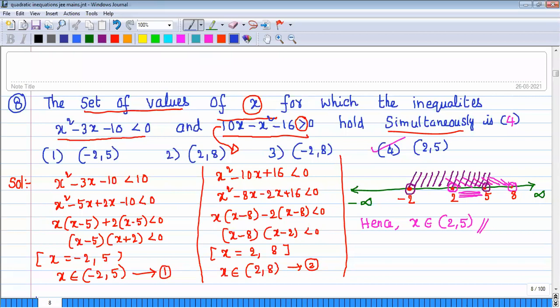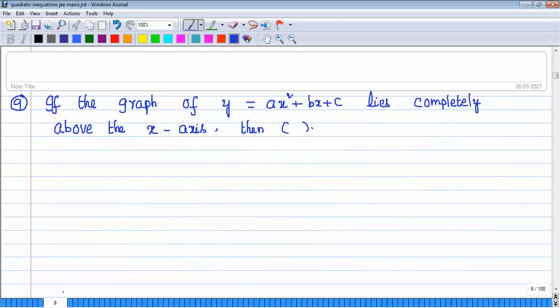What's your doubt? Nothing, sir. Clear? Clear, sir. So if the graph of y, sometimes instead of y, p of x or f of x is also given, no problem. It's a function of x only. Lies completely above the x-axis.